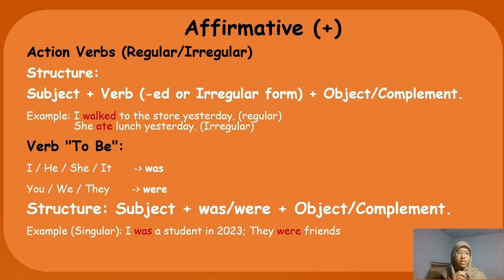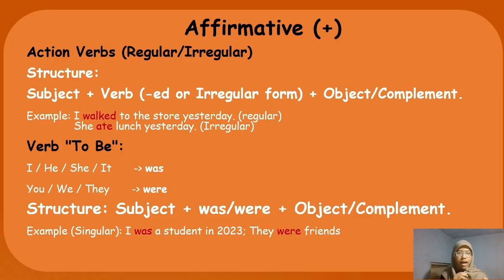Okay, the verb to be is special. It doesn't describe an action. It describes a state. In the past, it has two forms: was for singular subjects I, he, she, it, and were for plural subjects you, we, they.